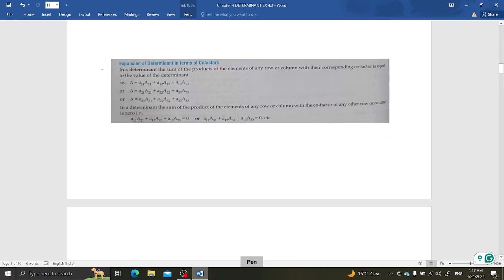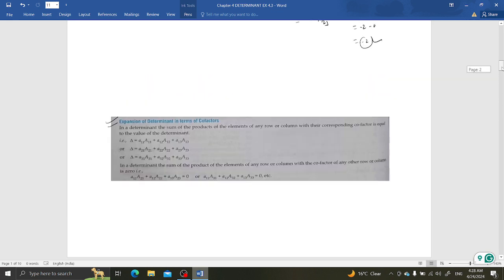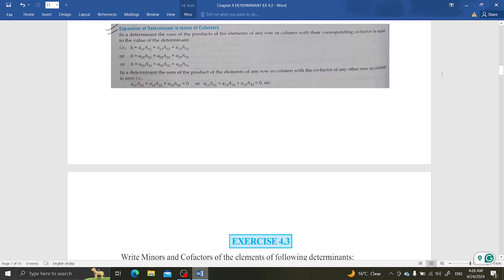Now in your mind, one question will come: why, sir, are we discussing these cofactors and determinants, these minors and cofactors for a given square matrix? Actually, these minors and cofactors help us to expand the determinant or find its value, because everything is connected here. After some time I will tell you the actual use of finding the minors and cofactors for a square matrix.